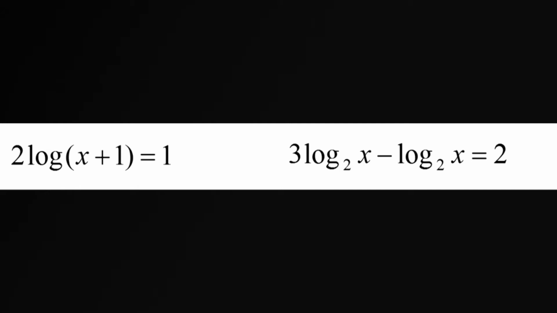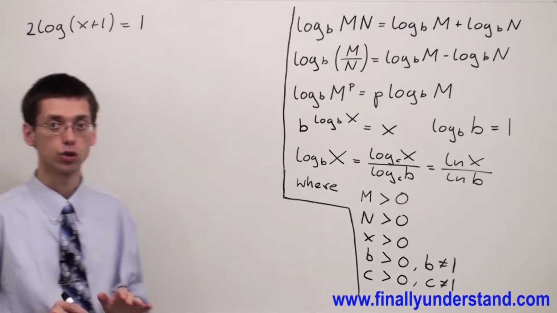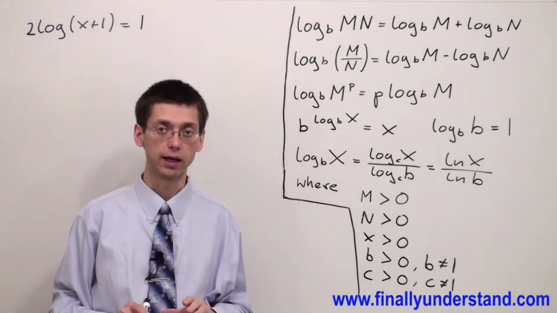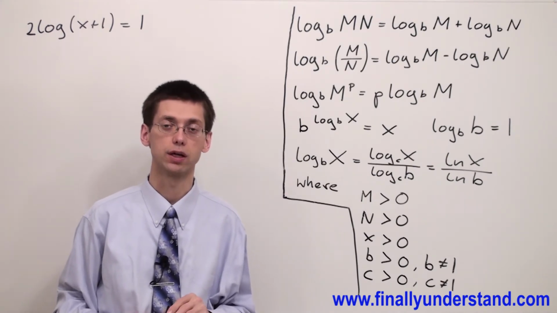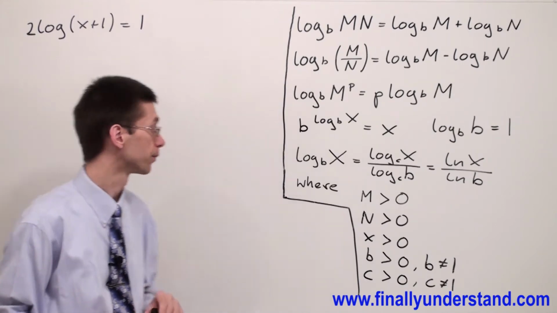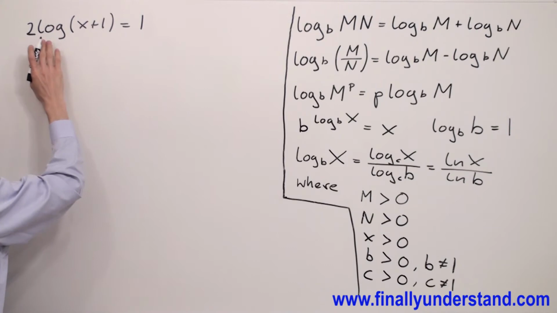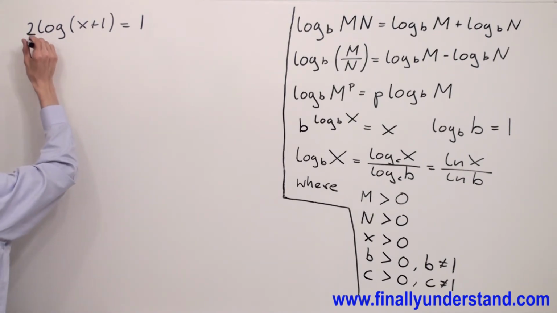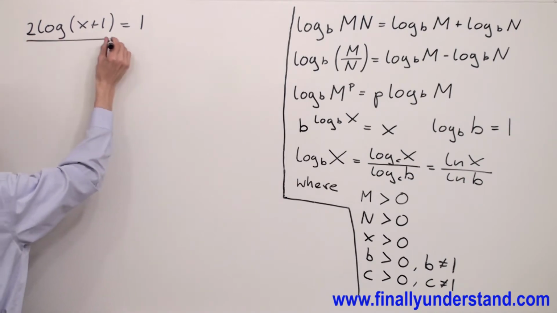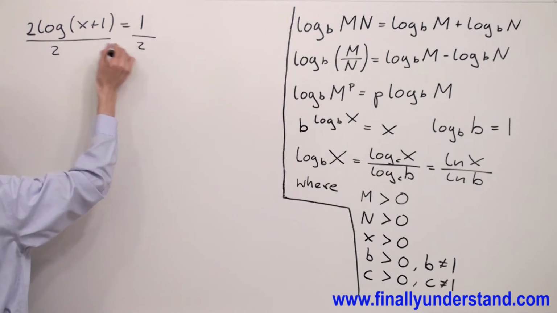2 log(x plus 1) equals 1. We're supposed to solve this equation for x, and we have to check our answer and make sure that our answer is correct. So, in order to find the value of x, first I have to eliminate the coefficient which is next to the logarithm. I have to divide both sides of the equation by whatever is multiplied to my logarithm.